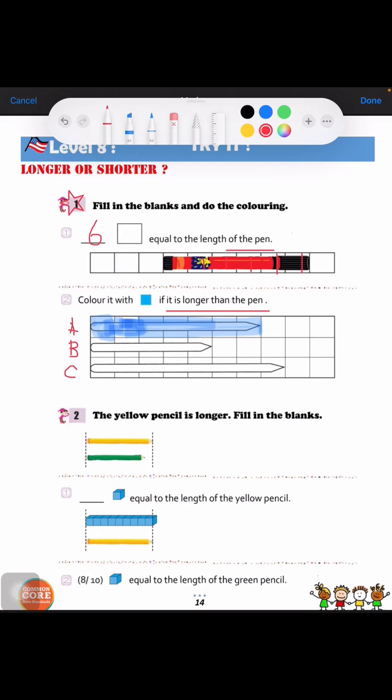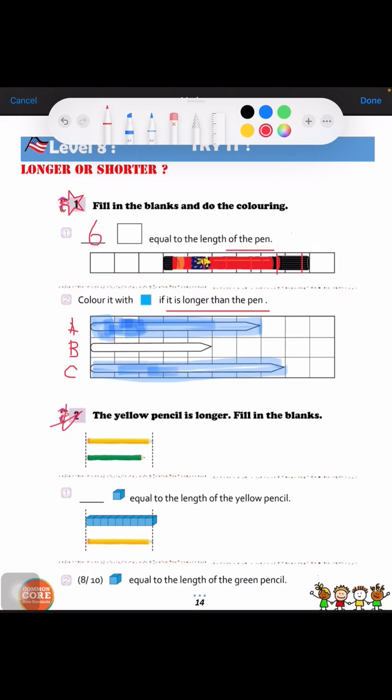How about pen B? How many squares equal its length? 1, 2, 3, 4, 5. Is it longer than the pen on top? No. How about pen C? 1, 2, 3, 4, 5, 6, 7, 8. It equals 8 squares. Is it longer than the pen on top? Yes. So let's color it in blue.